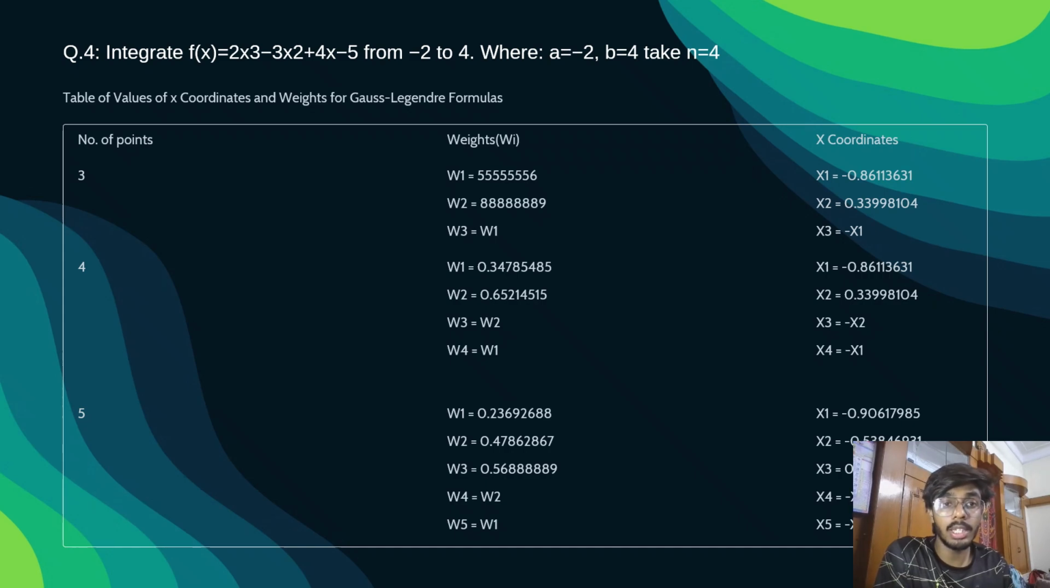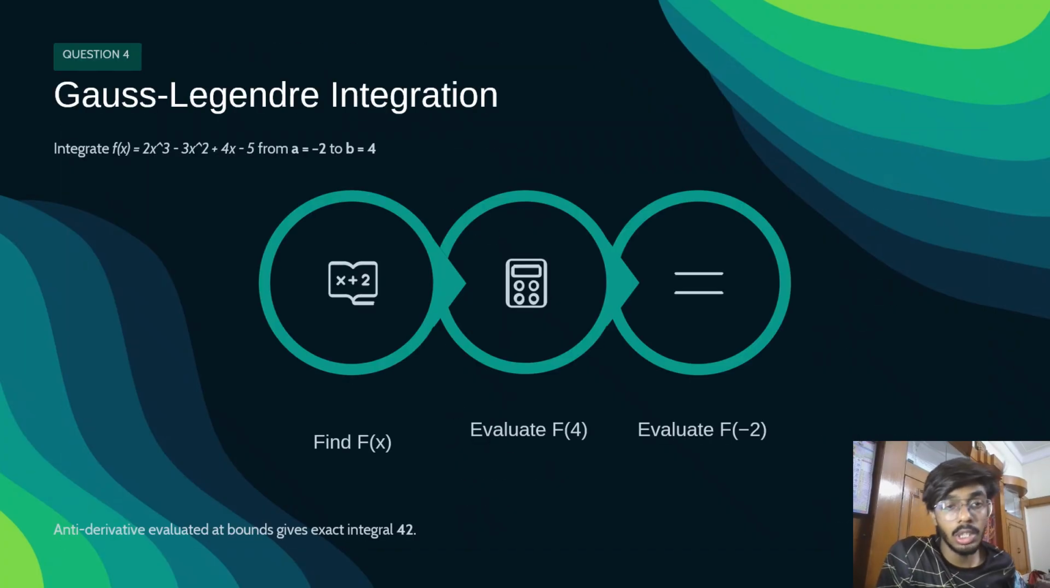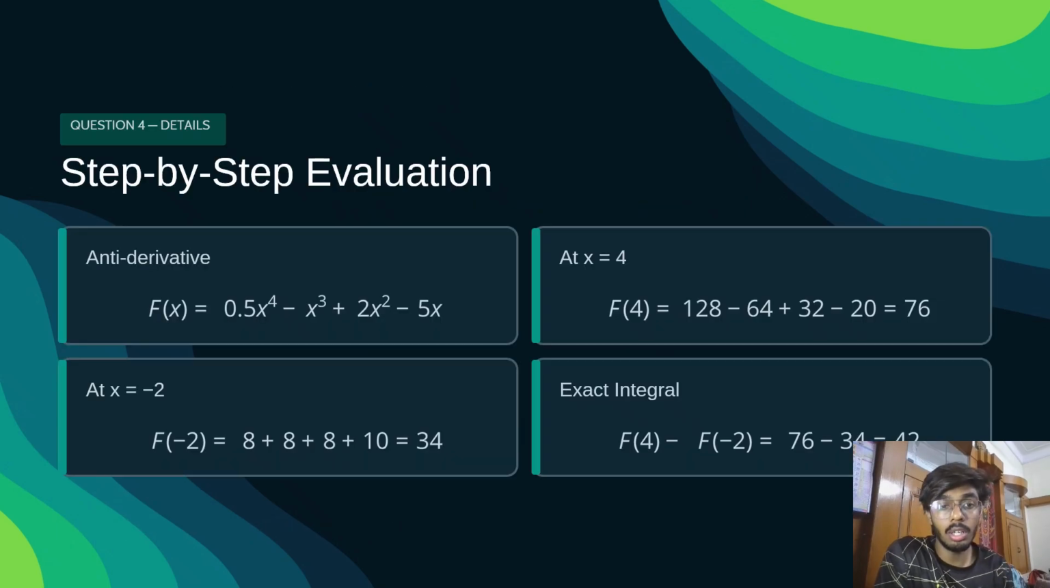To evaluate this integration, we will use the Gauss-Legendre formula. What the Gauss-Legendre formula states, we need to find f of x, then evaluate f of 4 and f of minus 2. So first we need to convert this range from minus 2 to 4 into minus 1 to 1. By doing this, we have for the integration 2x cube minus 3x square plus 4x minus 5 from this range. We will make it an antiderivative.